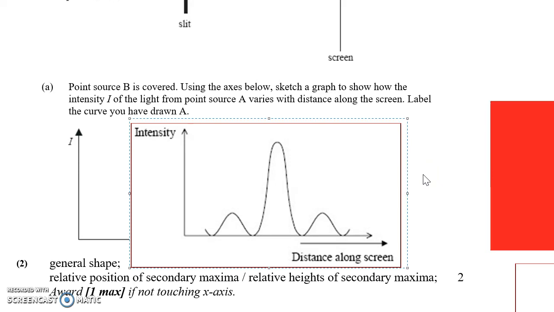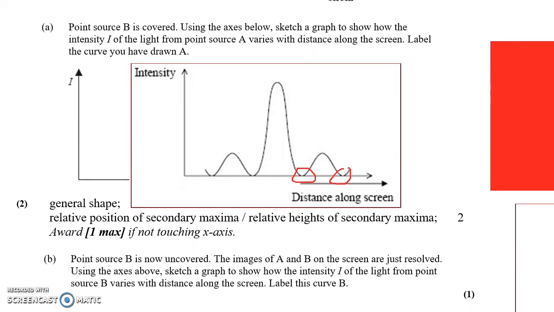General shape is important, but just make sure again that the lines touching the axis here and here, and again the height shouldn't be more than 1/4 of the central maximum. Just 2 marks, so a bit easier to get those.